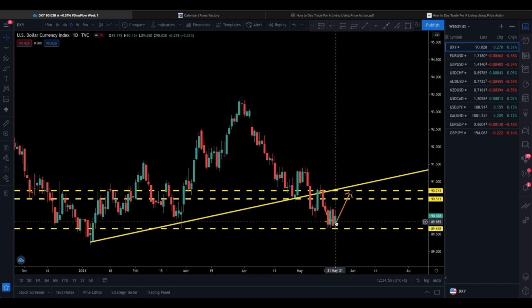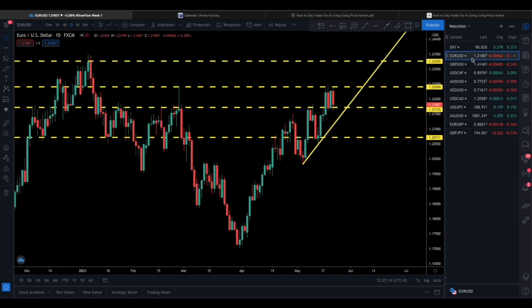Right, so this is the support. Price is now being supported here, and potentially price could be retracing up. Okay, so again, you might not trade directly into DXY, but you could potentially see the dollar strengthening. So if the dollar is strengthening, then perhaps you want to be shorting euro dollar. Okay, so let's go into euro dollar.